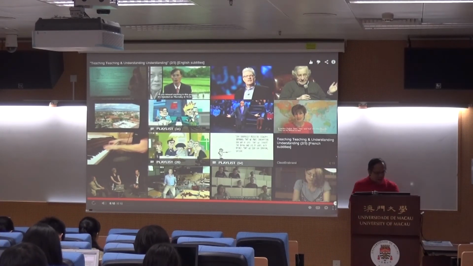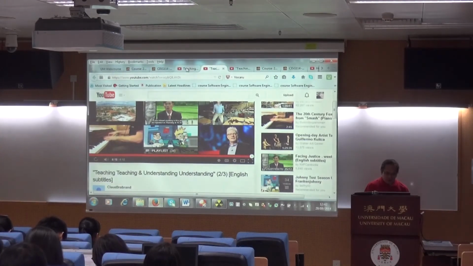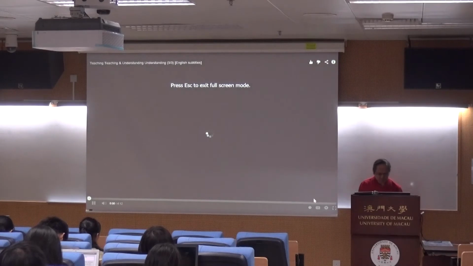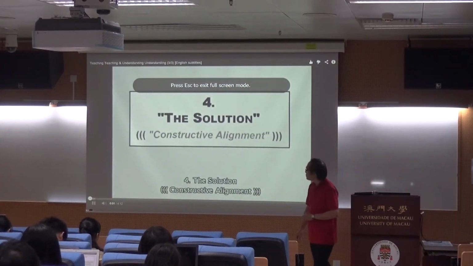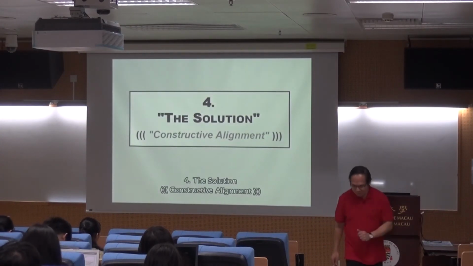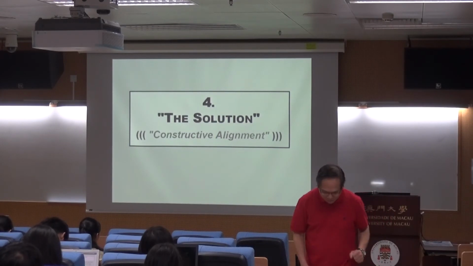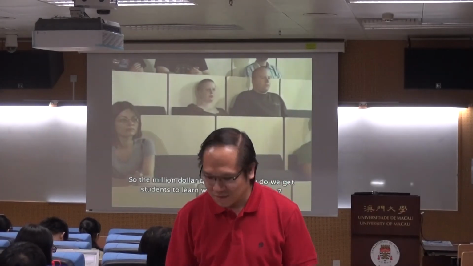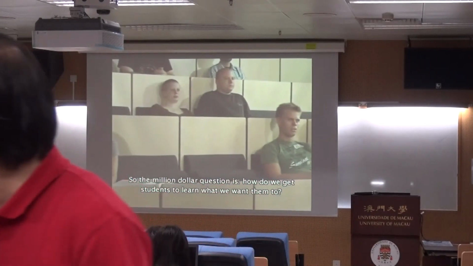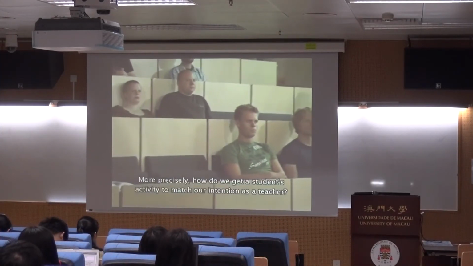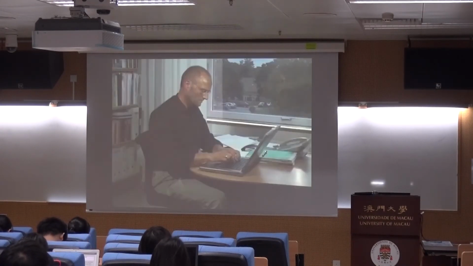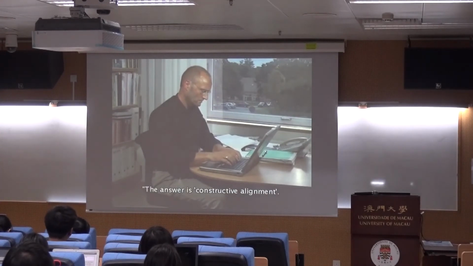So it's very interesting, it's a process of construction, all right? So, lastly, let me go through the million-dollar question. In this particular course, the million-dollar question is, how do we get students to learn what we want them to? More precisely, how do we get a student's activity to match our intention as a teacher? The answer is constructive alignment.